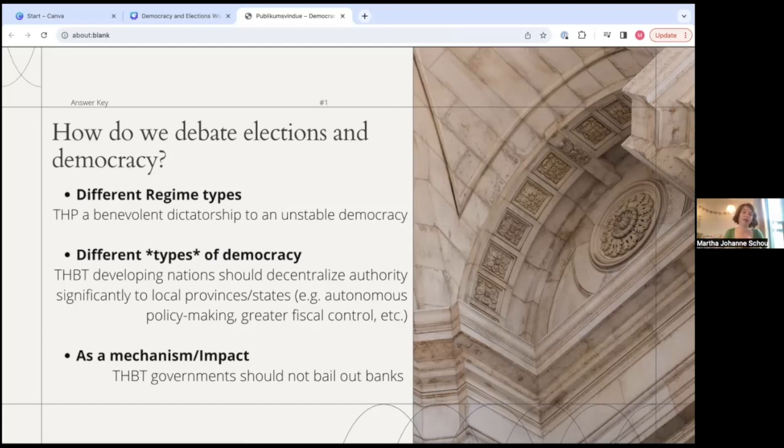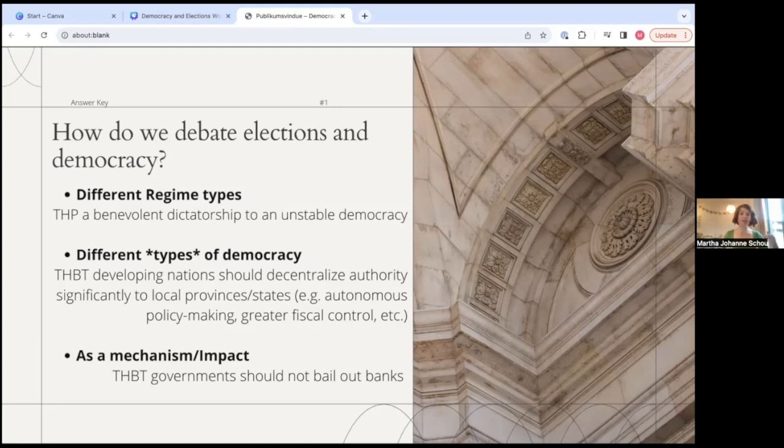Debating democracy and debating regime types overall, if you boil it down, is about figuring out what a good regime type is supposed to do, what impacts it's supposed to deliver, how it delivers these impacts, which actors deliver them, and which actors are impacted, and then putting that all together into arguments. So that's what I'm going to talk about in this presentation today.